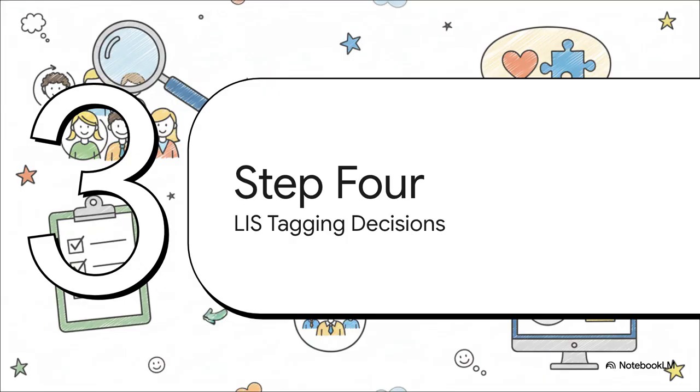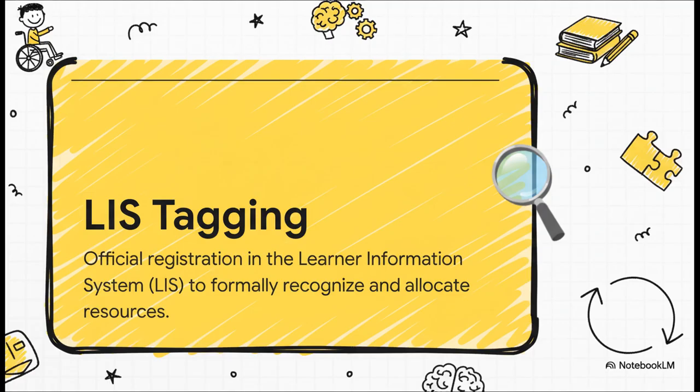And that brings us to the final, and you could argue one of the most critical administrative steps. This is where we make the plan official and actionable through something called LIS tagging. LIS tagging is what turns a great plan into real-world action. By officially tagging the student in the National Learner Information System, the school formally recognizes them as a learner with special needs.